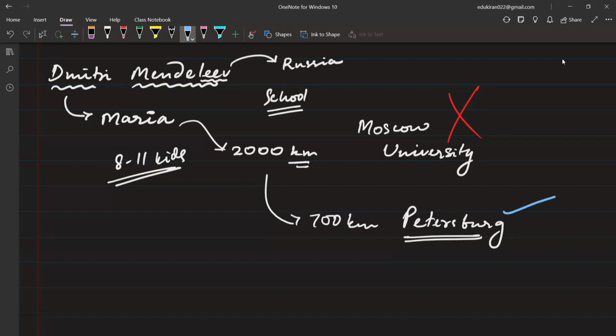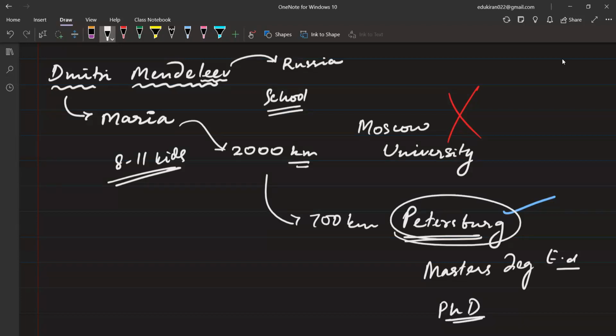Once he got into Petersburg University, I don't remember the exact name, he went on and got a master's degree in education. Once he was done with this, he earned his PhD at the same St. Petersburg University. After getting the PhD, he started teaching at St. Petersburg, and he died while he was teaching there.